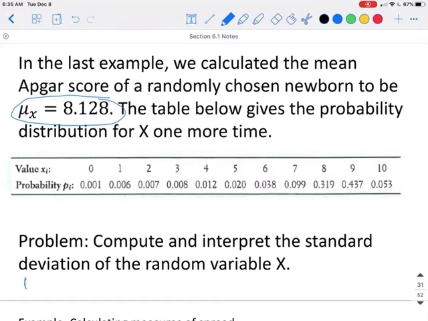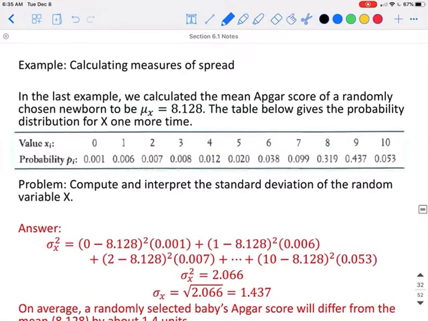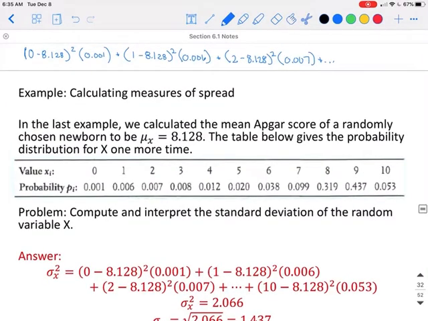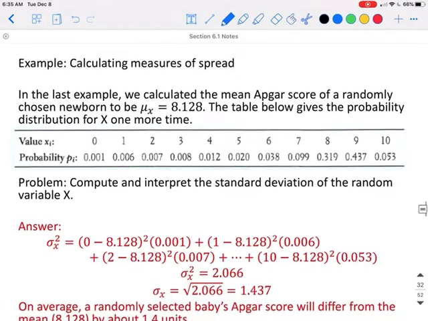So you would do your first x minus the mean squared and then multiply it by its probability. Then you're going to add the next x minus the mean squared times its probability. The next x minus the mean squared times its probability. And you would continue that on until you had all of them done, and you had your variance is 2.066.